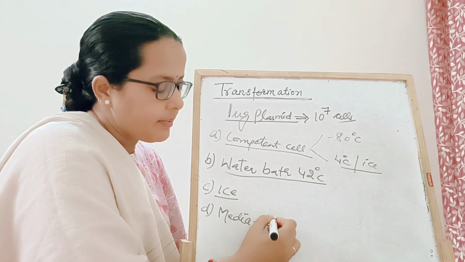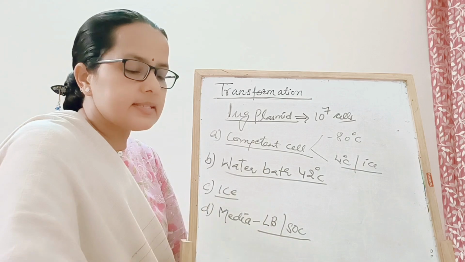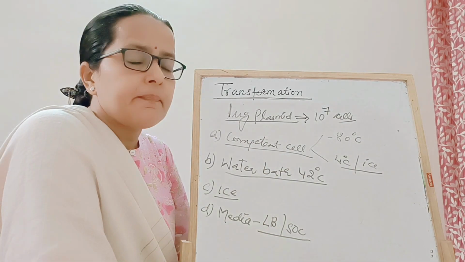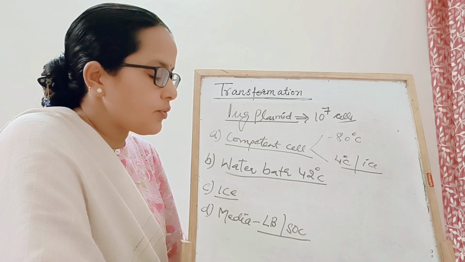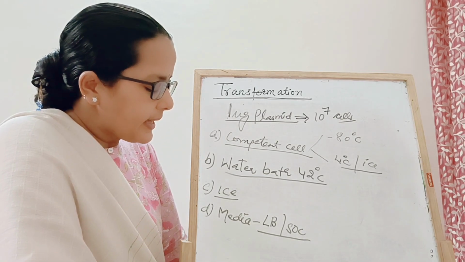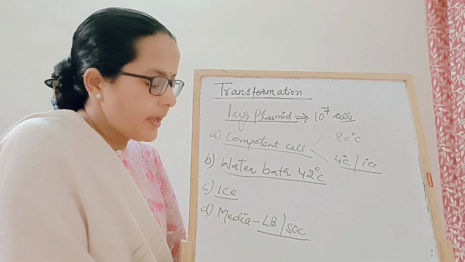And then you need to have your media, that is LB media or SOC media. SOC media is nothing but SOB media plus glucose. When you add glucose to the SOB media, you have SOC media, which is used for recovery. Like that, you should have all those things prepared at hand.